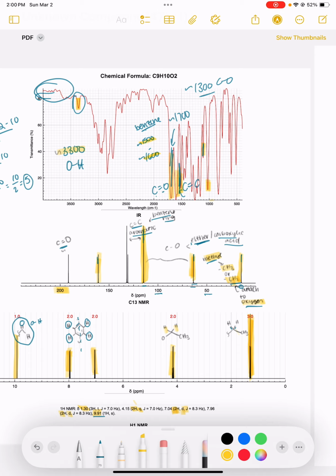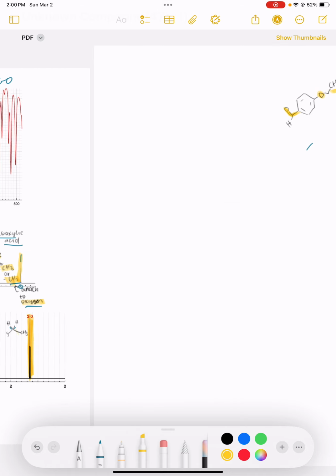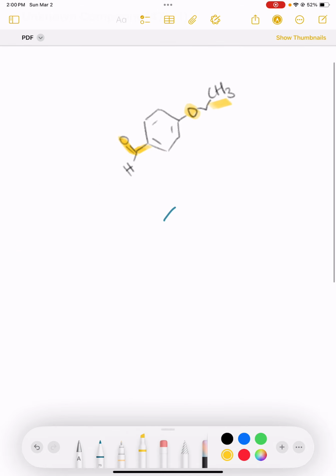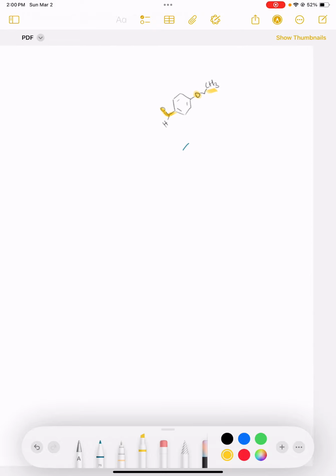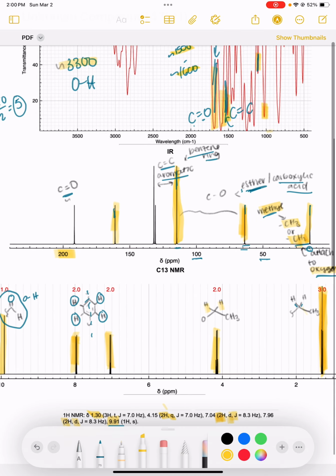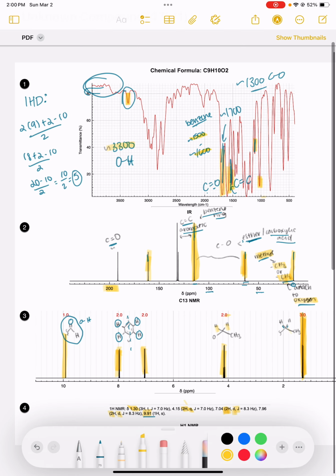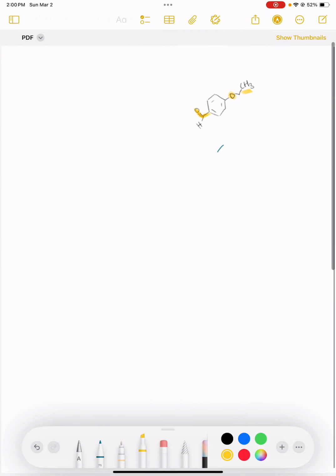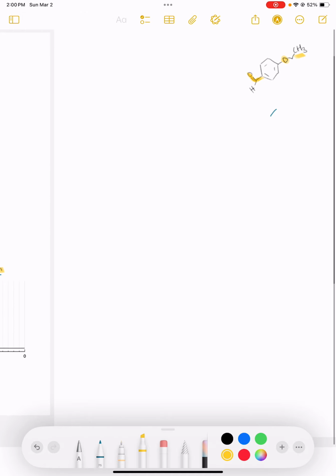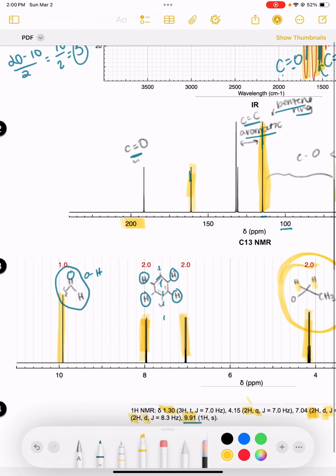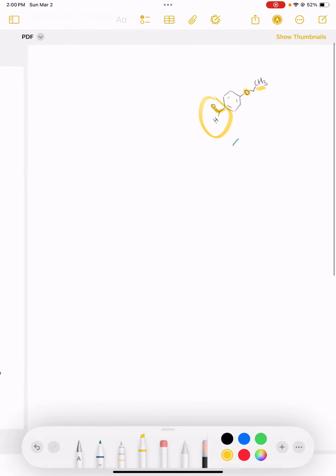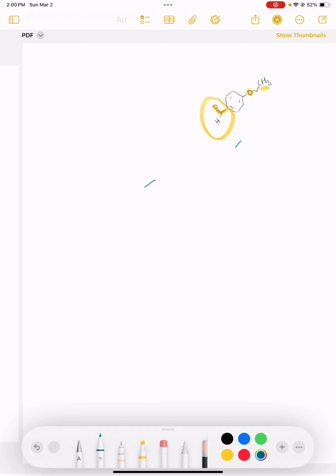And to finalize the whole structure, I drew a benzene ring attached to an oxygen, which is attached to a CH3, which I took from here. And then I attached a carbon double bonded to an oxygen, like the OH hydroxyl group. From here, I took that and I drew it here. So the whole structure is this.